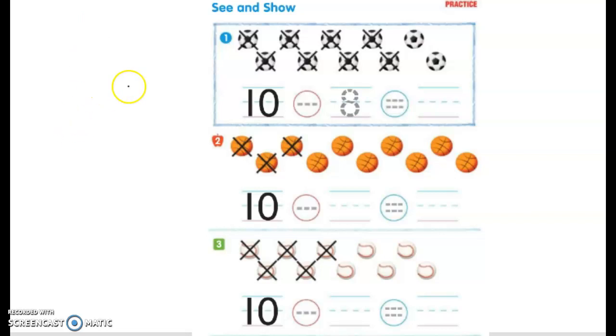So we have 10 soccer balls. How many are crossed out? So 10 minus, they crossed out 8. Now we have to find how many soccer balls are left. Keep that equal sign. Now go up and count the ones left. 10 minus 8 equals 2.